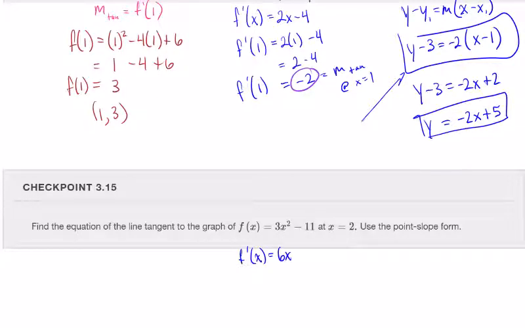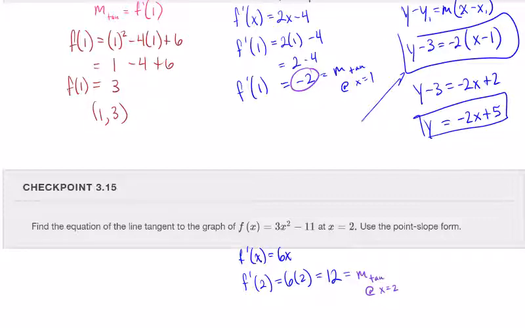All right, good. If you got f prime of x equals 6x, well done. That's perfect. Now what I want you to do is plug in our x value. I want you to find f prime at 2, so we can find the slope at that point, which will give us the slope of the tangent line. All right, if you got 12, good job. That's the slope of our tangent line at x equals 2.